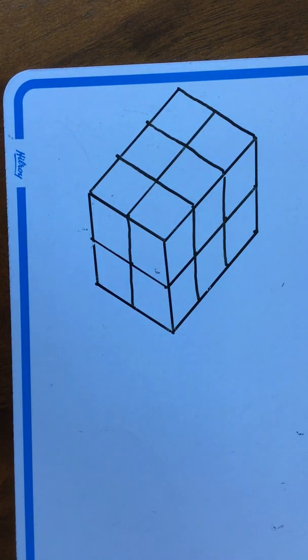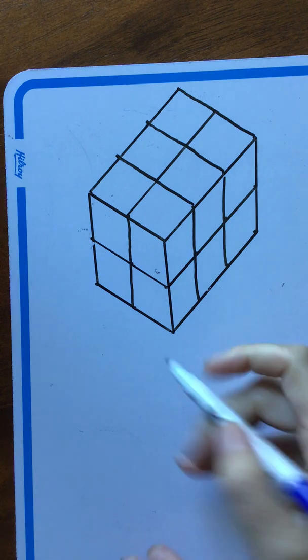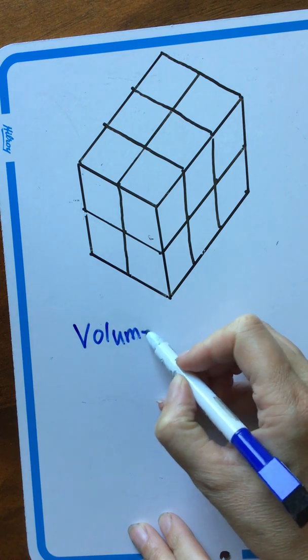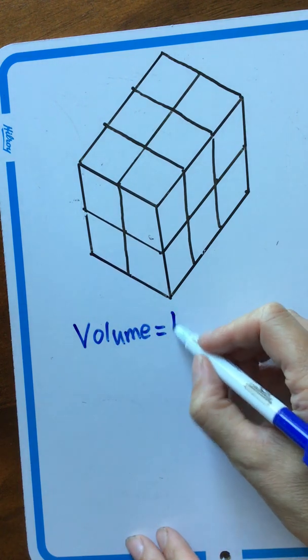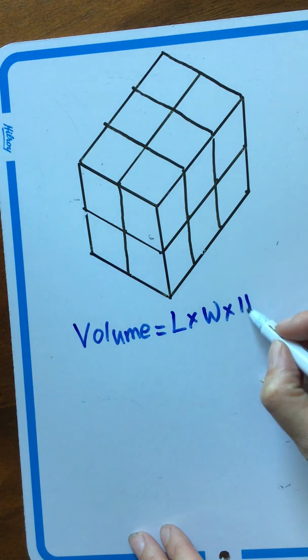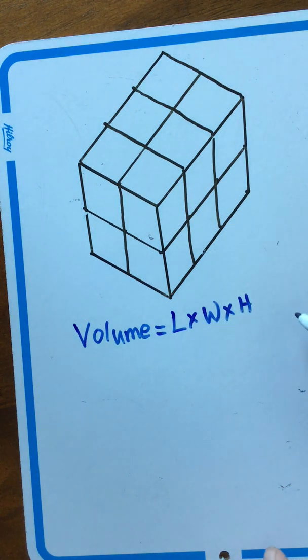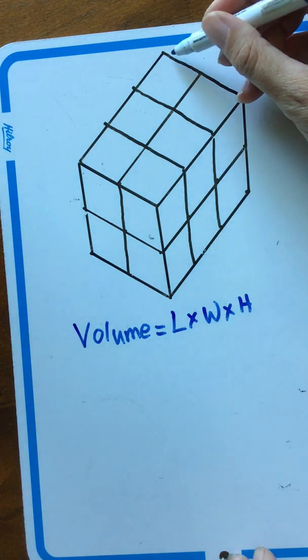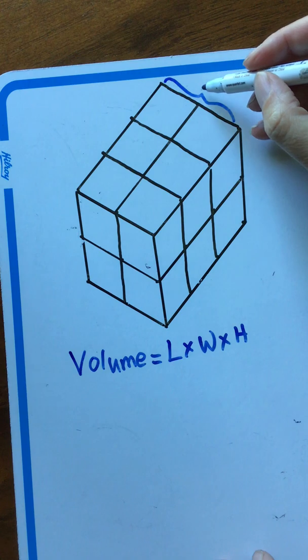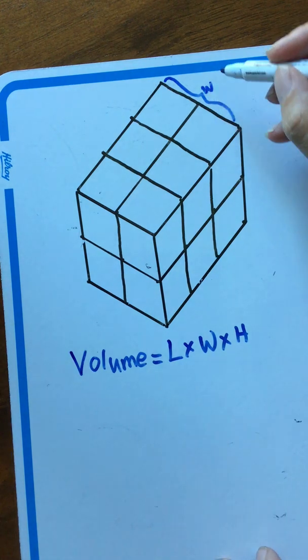Here we go, cube number 1. All right, so we know that volume, and now I'm going to be a lazy mathematician, it's going to be the length times the width times the height. Okay, so we have to figure out which side. Let's make this side, let's make this the width.